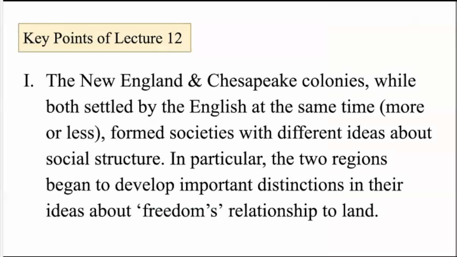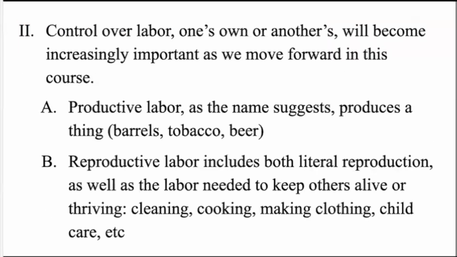Key points of Lecture 12. The New England and Chesapeake colonies, while both settled by the English at the same time, more or less, formed societies with quite different ideas about social structure. In particular, the two regions began to develop important distinctions in their ideas about freedom's relationship to land. Control over labor, one's own and or another's, will become increasingly important as we move forward in this course.